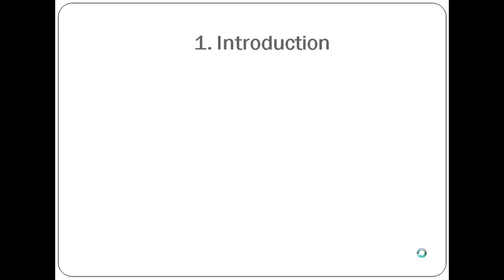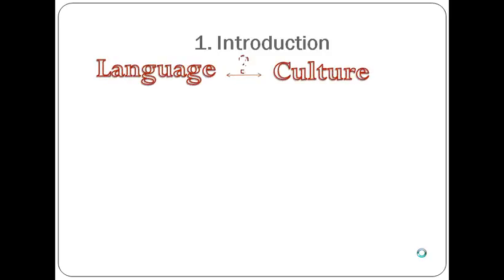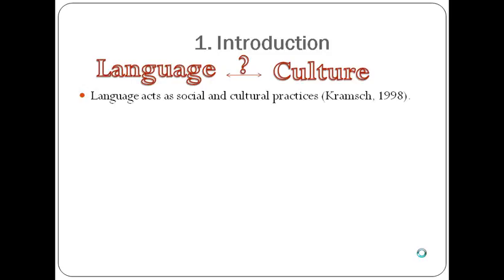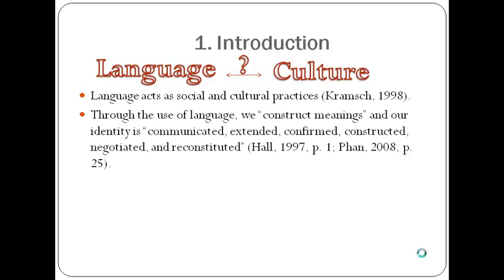And now let's start with the introduction. As in this topic we talk about the incorporation of different kinds of culture into our language curriculum, it is quite interesting to talk about the relationship between language and culture. To start with, language acts as social and cultural practices, and there are always social, political, and cultural messages embodied in language. Through the use of language, we construct meanings, and our identity is communicated, extended, confirmed, constructed, negotiated, and reconstituted. What's more, as identity is concerned with who we are and with whom we belong to, it also defines what is normal and who is excluded. This differentiates us from others.